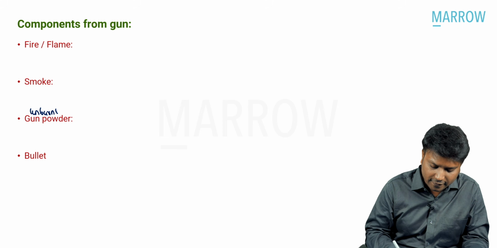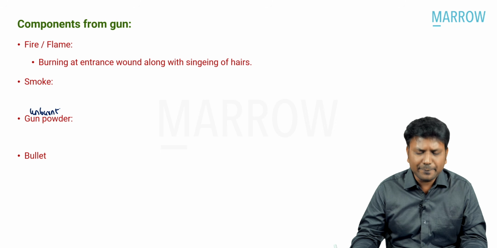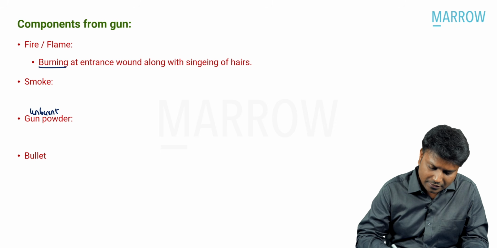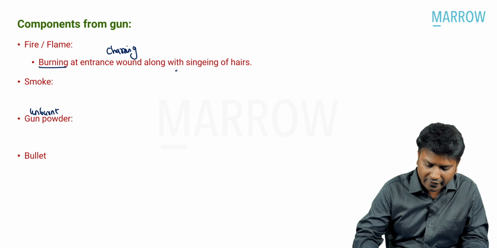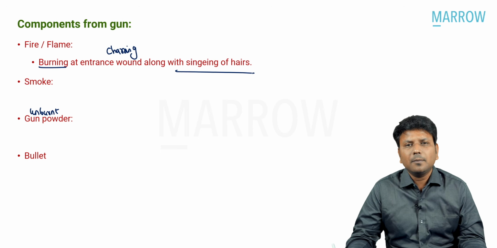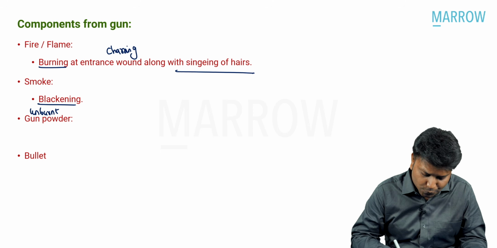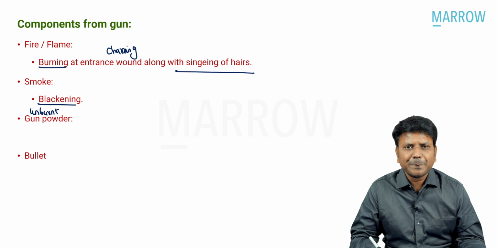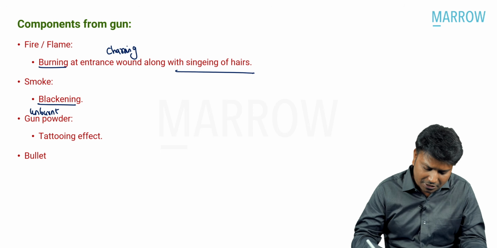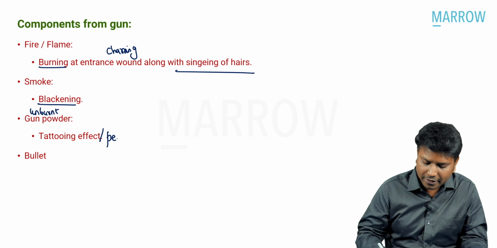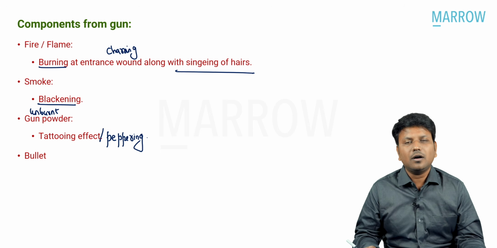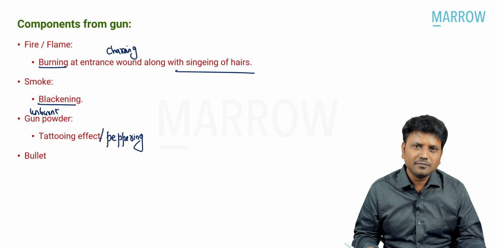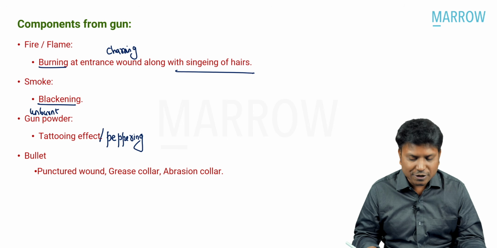What are the effects of this? Flame produces what is called burning, charring, and also singeing of hair. Blackening is produced by smoke. And remember, the unburned gunpowder comes at a high velocity. It gets deposited into the skin layer. We call this tattooing, also called peppering. And the bullet produces a punctured wound.